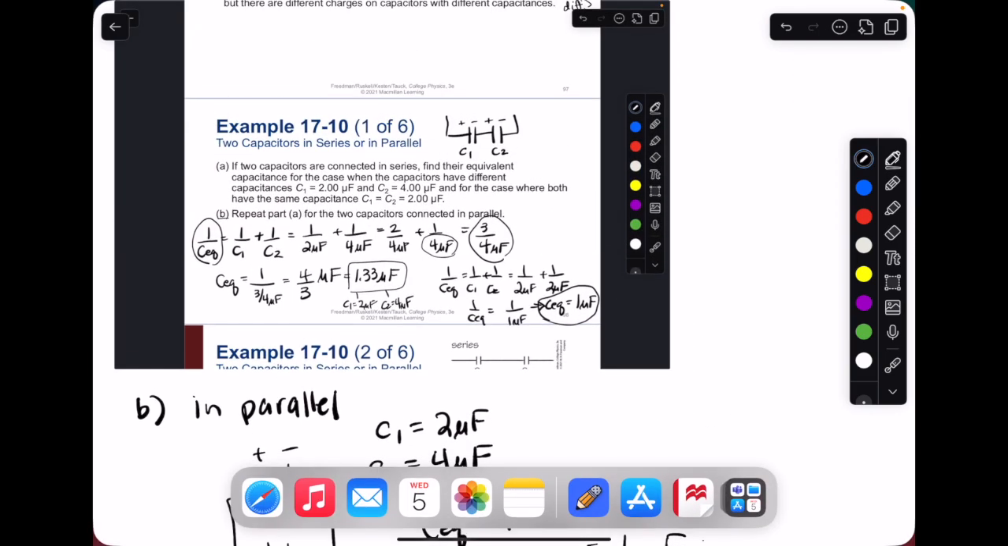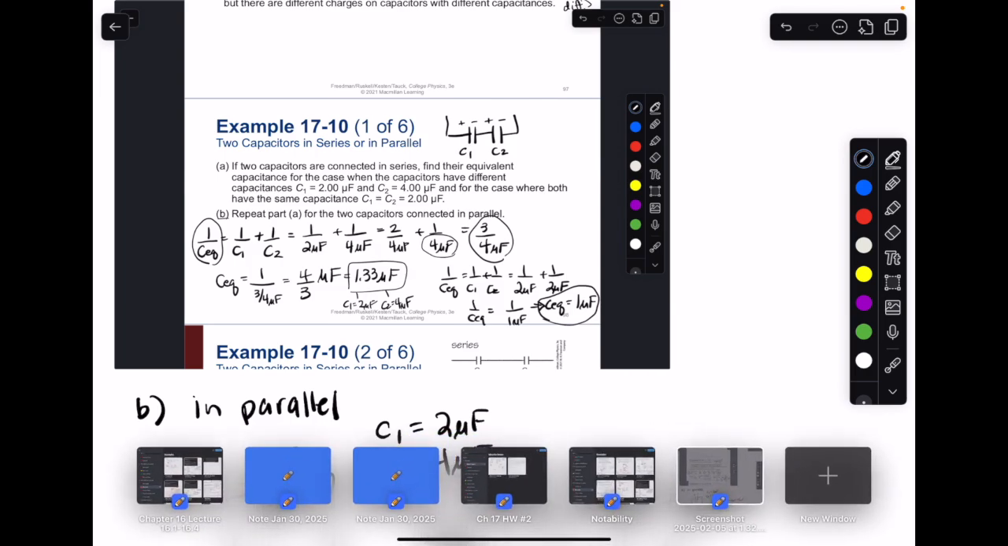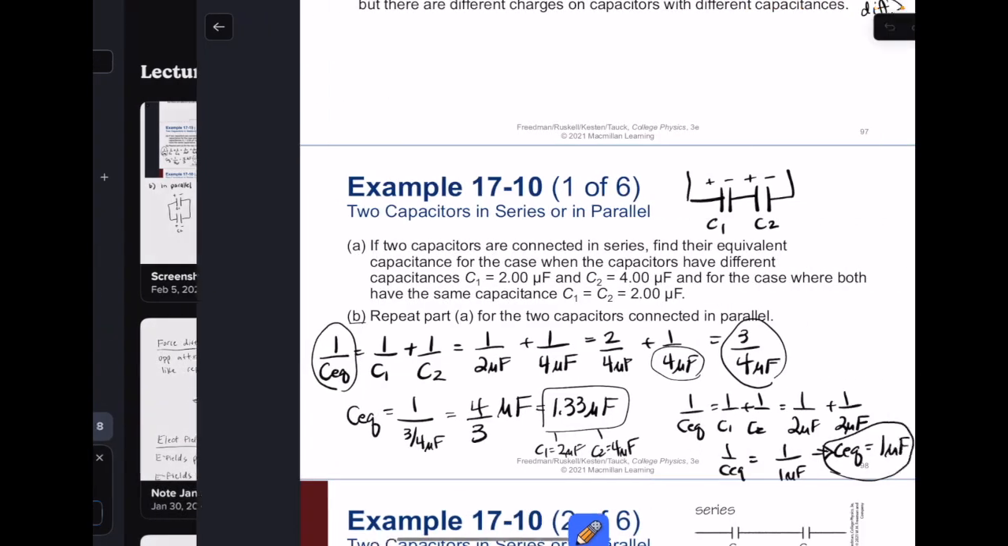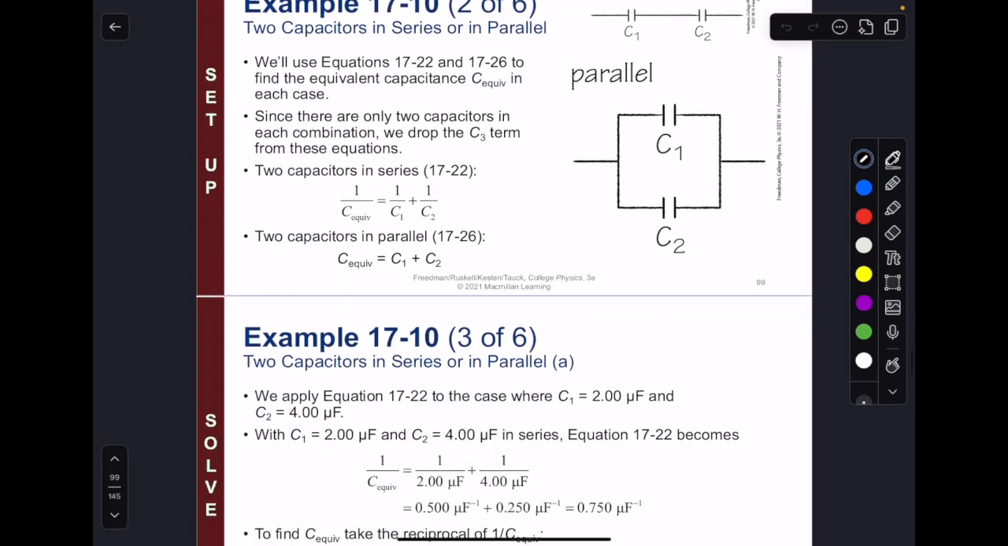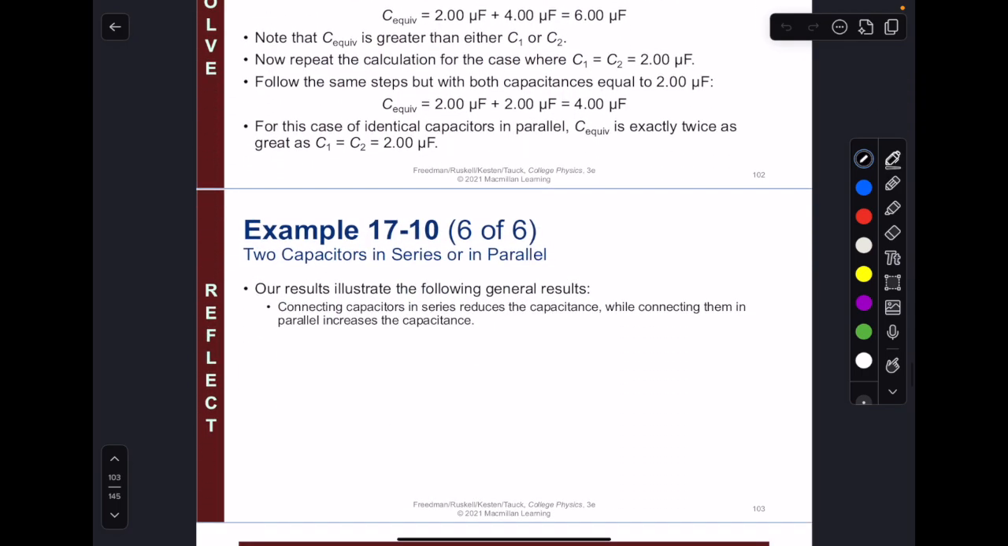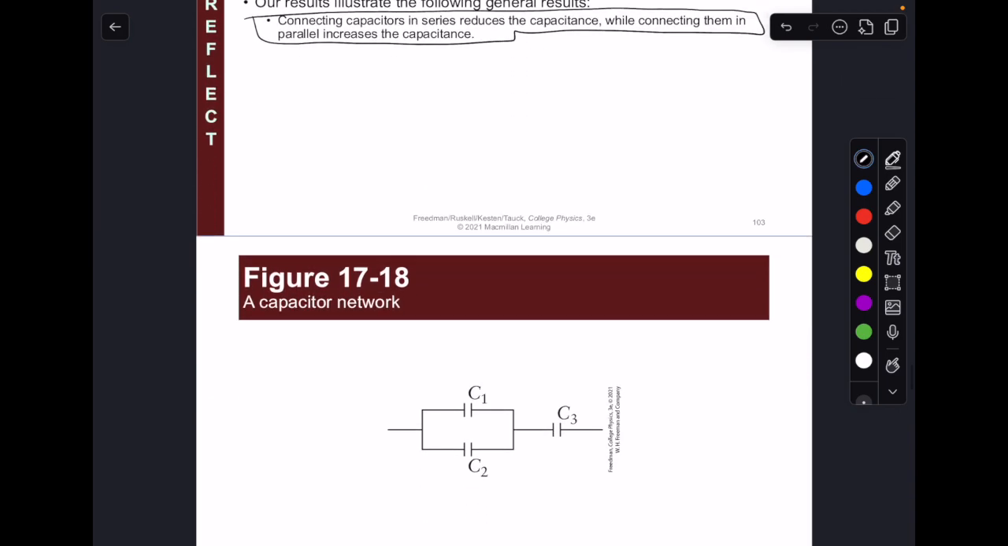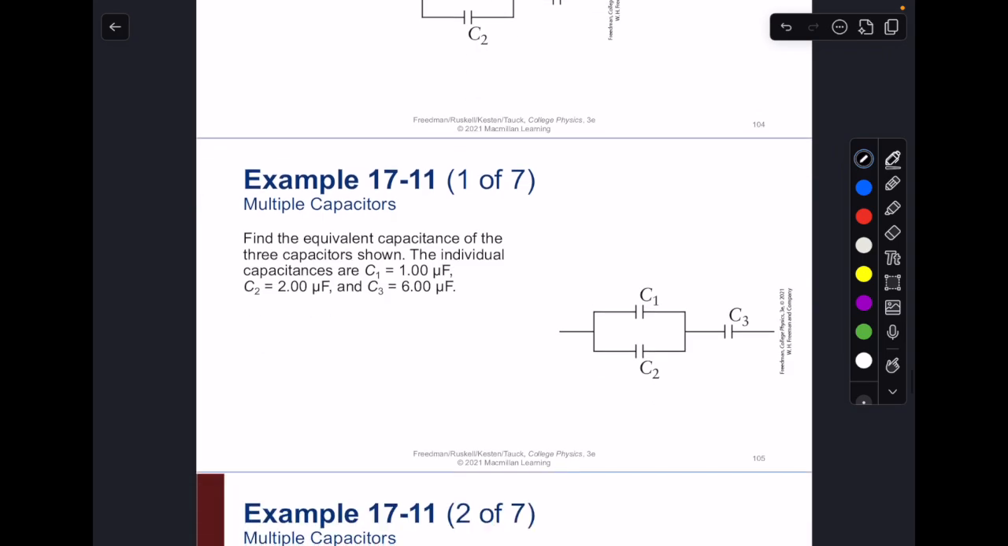So let's go back to the lecture. And if we look at it, there we go, right? Connecting capacitors in series reduces the overall capacitance. Connecting them in parallel increases the overall capacitance. All right, what about this? Find the equivalent capacitance of 3 capacitors, and we have a mixed arrangement. What do we do? Okay, let's dissect this arrangement.